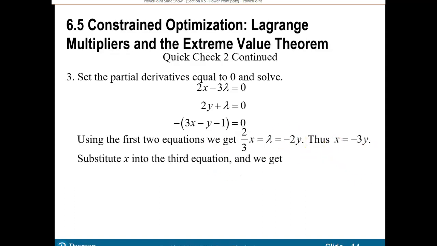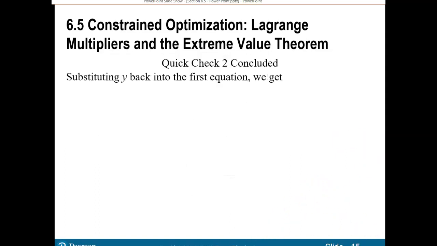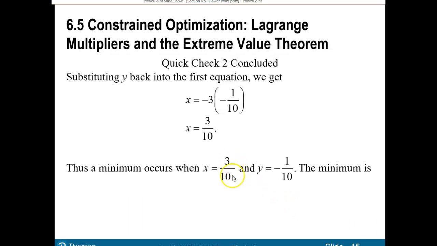So plug that into the third equation. 3 times negative 3y for x minus y minus 1 equals 0. Clean that up, gives you a y value of negative 1/10. And you could have solved this for y, plugged that value in for y and solved for x first. It doesn't matter. You're going to plug that back into the equation you substituted to get the x. So you end up with your x value of 3/10 and your y value of negative 1/10.